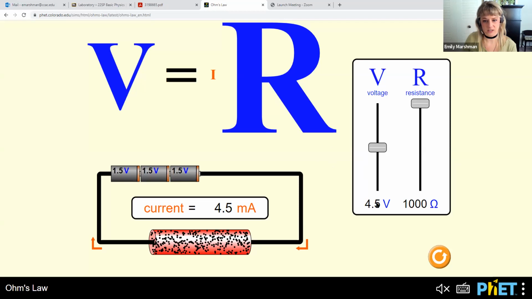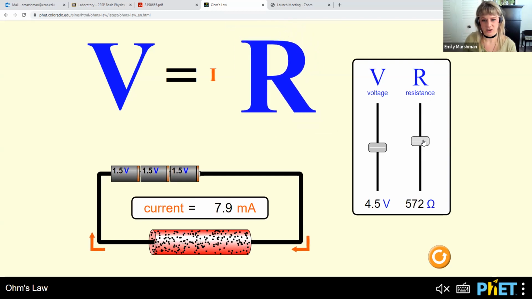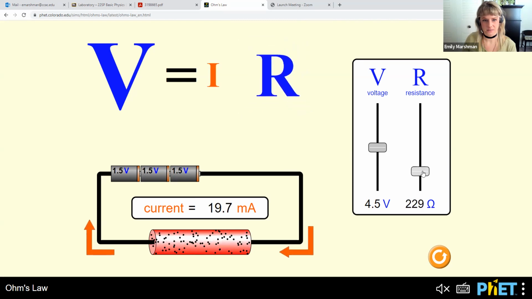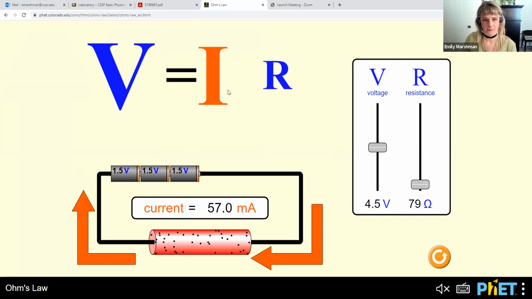So for a given voltage, let's keep it at 4.5 volts, and high resistance, the current is 4.5 milliamps. Very small current. And you can see the direction of current flow by these orange arrows. Now, if I decrease the resistance, so I put in a different material that has less resistance in it, you can see the current's going up and up. It has to balance out because I haven't changed the voltage. The current and the resistance are always going to balance out to give me 4.5 volts.